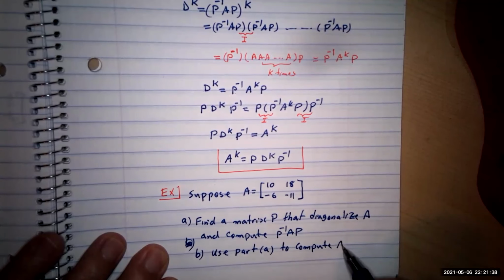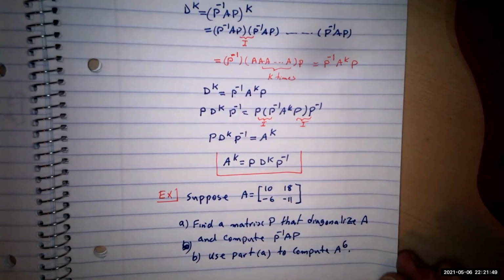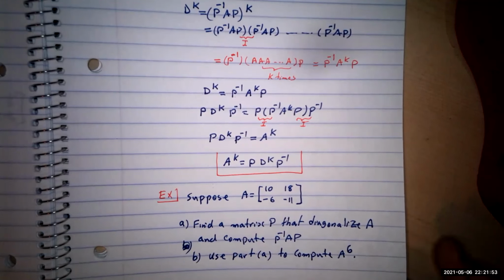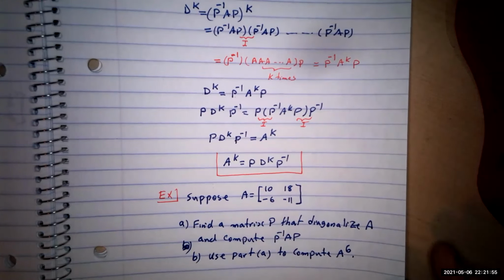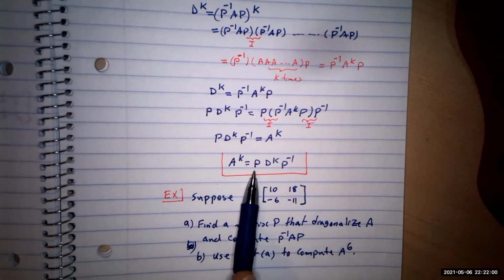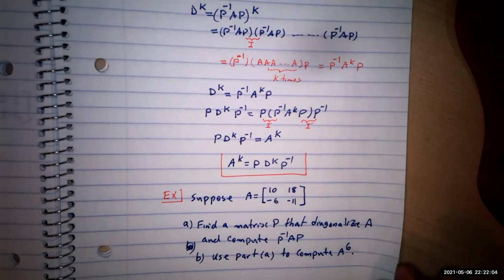Use part A to compute A to the 6. Or basically, as I gave you on the test, they just ask you to use diagonalization to find A to the 6. So we need the P. You need the P and the eigenvalues. So let's go and find them first, and we come back, we know the formula for A to the 6. You see, A to the 6 is going to be P D to the 6 P inverse, and then we'll be able to find it quickly.